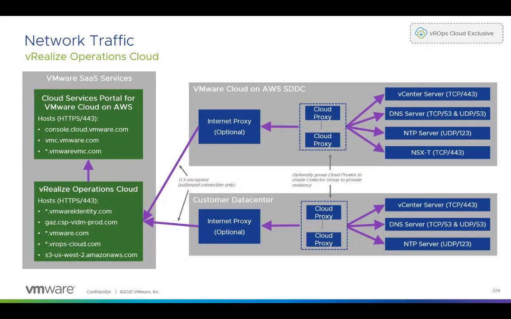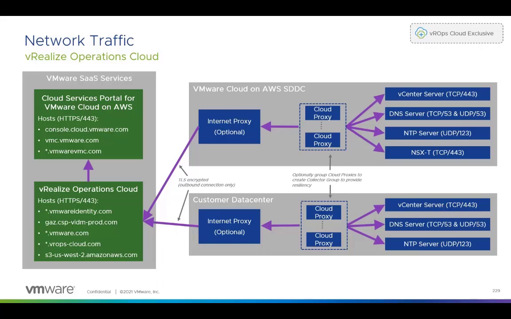This is a diagram of the network traffic. You'll want to be familiar with this because, again, it comes up in customer conversations when we're talking about vRealize Operations Cloud. But you'll notice the two different scenarios here. You have at the bottom the traditional on-premises customer data center, and then at the top you have a VMware Cloud on AWS SDDC. Basically we're using a cloud proxy, and in this case we're showing cloud proxies in collector groups for that high availability. We've got that deployed in both VMware Cloud on AWS and in the customer's data center.